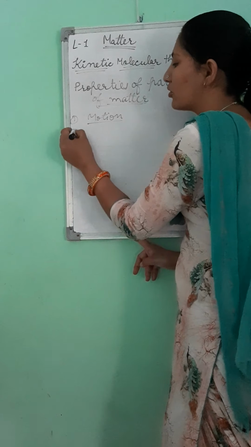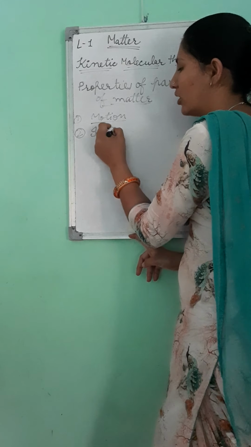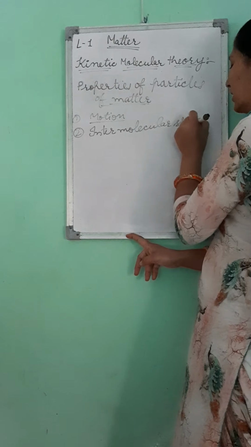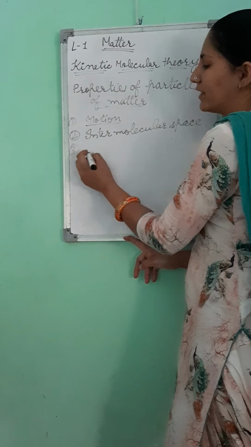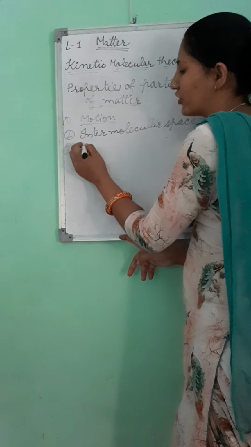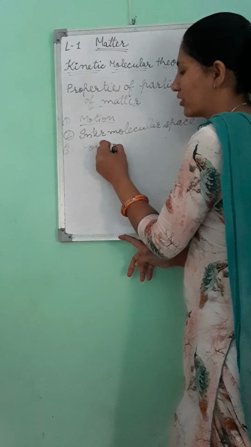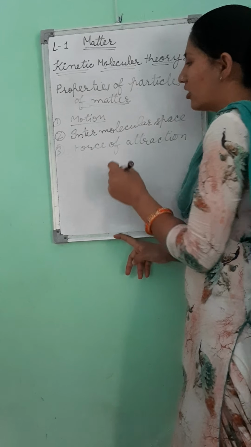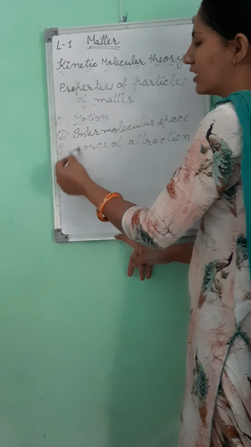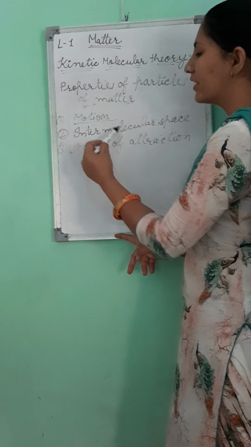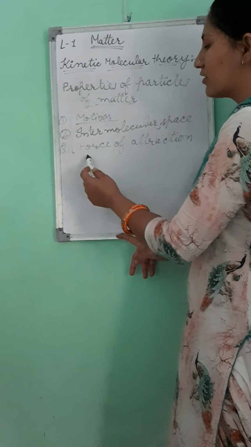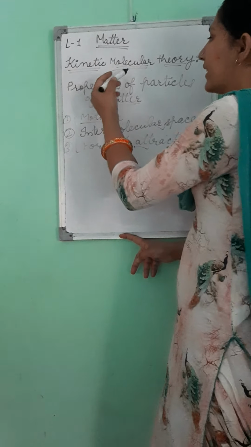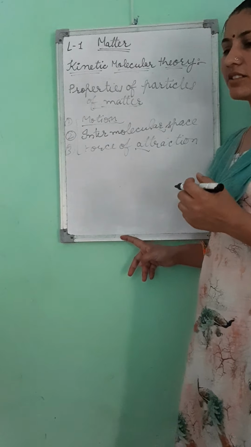Particles are continuously in motion. Second, they have intermolecular space between the particles. Third, they have a force of attraction between them. All the particles of matter have these three characteristics: they are continuously in motion, they have intermolecular space in between, and they have a force of attraction between the particles. This is the kinetic molecular theory and the properties of particles of matter.